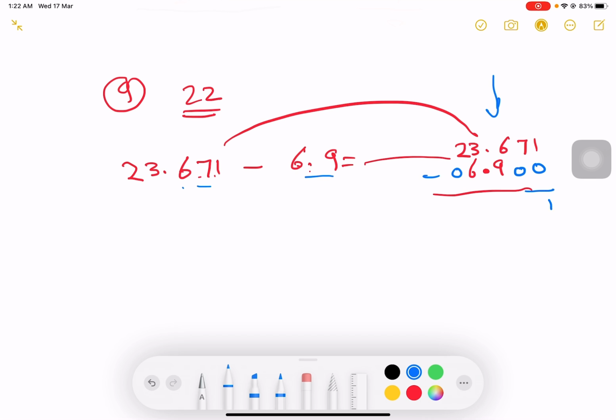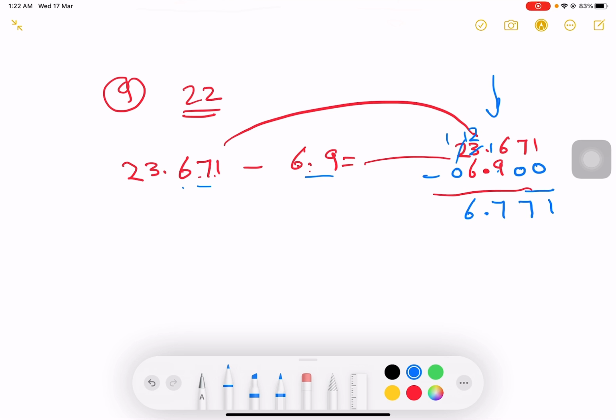Subtract 1 minus 0, 1. 7 goes down. Now 6 minus 9, I can't. Regroup, this will become 2. This will be 16 minus 9, 7. Decimal. 2 minus 6, I can't. This will be 1, 12. 12 minus 6, the answer is 6. So the difference between these two numbers is 16.771.